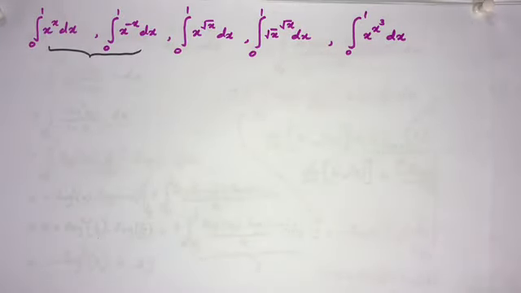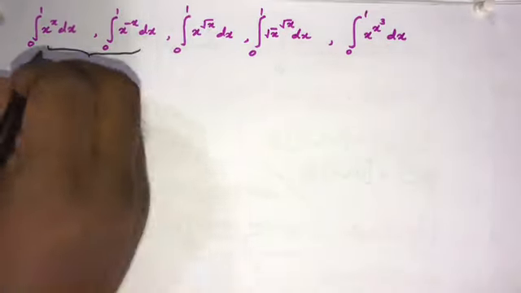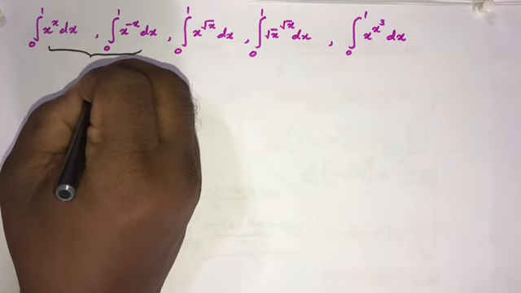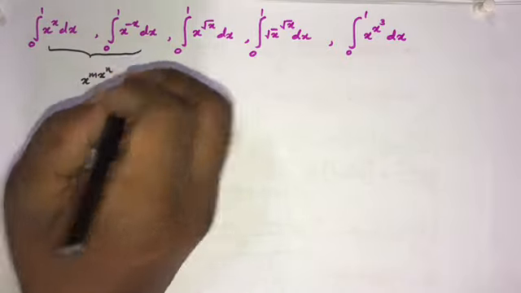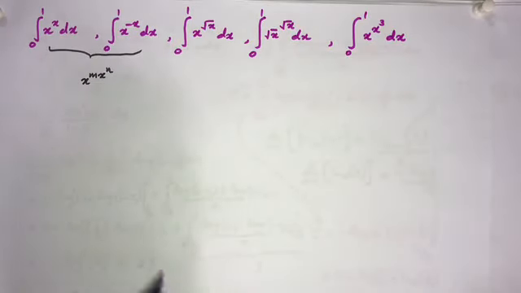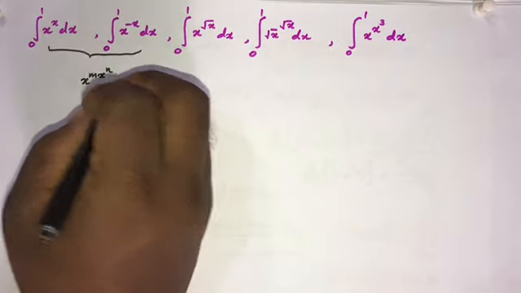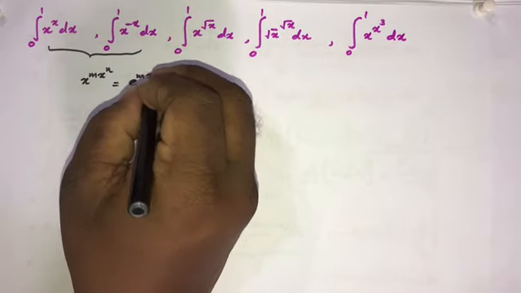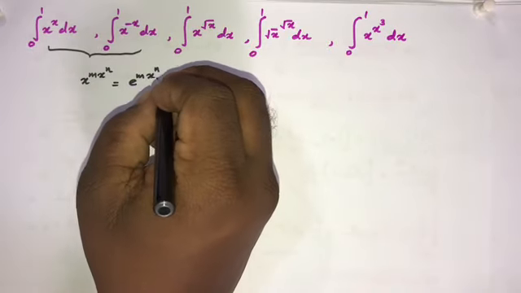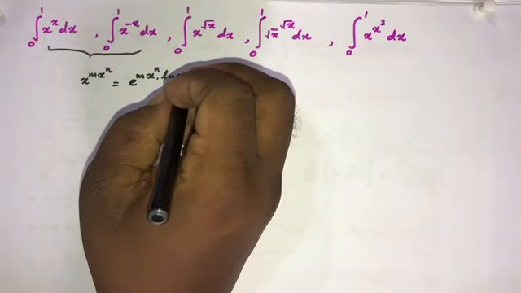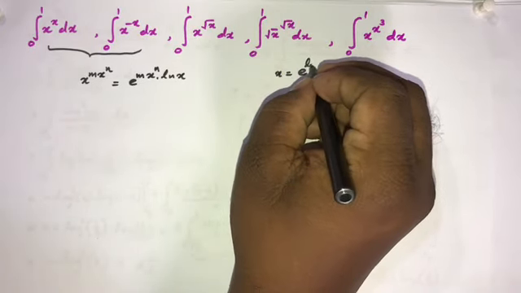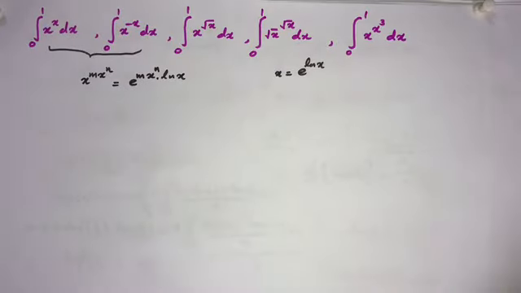First I'm going to take x to the m x to the n. Then we know this is equal to e to the m x to the n times natural log of x, because we know x is equal to e to the natural log of x.